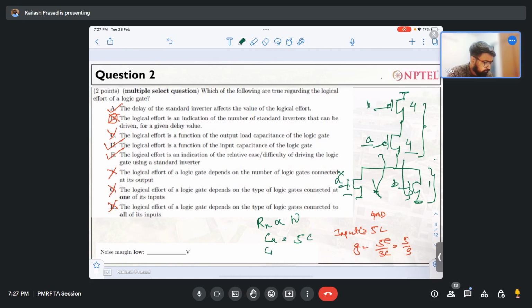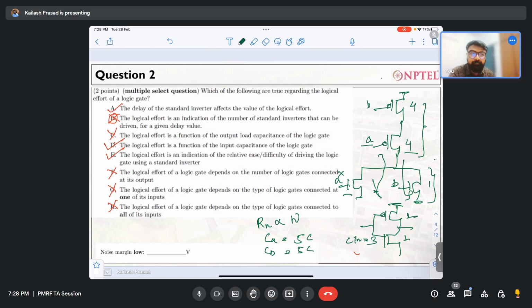Then C of B will be 5C. Okay, and if you want to calculate the logical effort, you have to make sure that your inverter is there. So this is your unit inverter. In the unit inverter, life is very simple. The NMOS will be of one size, and the PMOS will be how many times? 2 times. So this is 2, and C of inverter will be 3 over here, right?